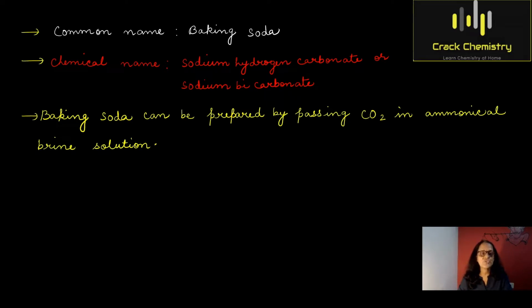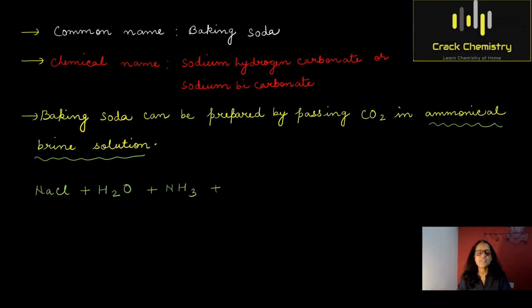So what is brine solution? Students, all of you know that brine solution is NaCl plus water. So first of all, I'll write brine solution means NaCl plus water. Then another word is that you are passing CO2 in ammonical brine solution. So what is ammonical brine solution? Ammonical brine solution is that brine solution which has ammonia. So ammonia is NH3, and I am going to add NH3 also here. So now this ammonical brine solution means NaCl plus H2O plus NH3.